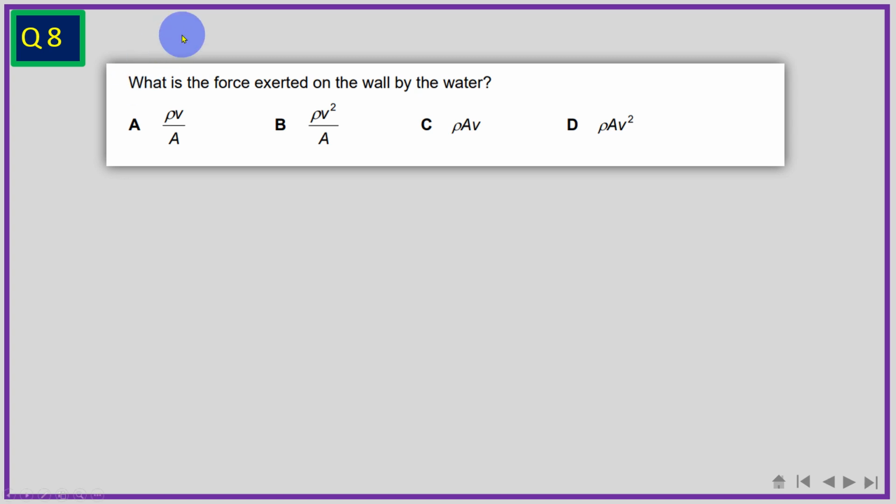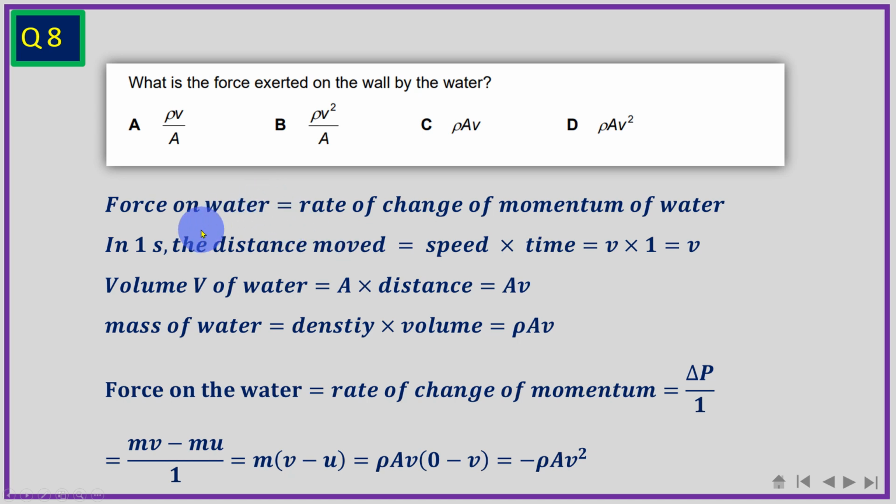So the equation that we are to derive here is derived like this. Force on the water is equal to rate of change of momentum of the water. In 1 second, the distance moved by this water is equal to the speed times time, which is equal to v times 1, which is just equal to v. Anything multiplied by 1 is just v. So this is from basic general physics or kinematics.